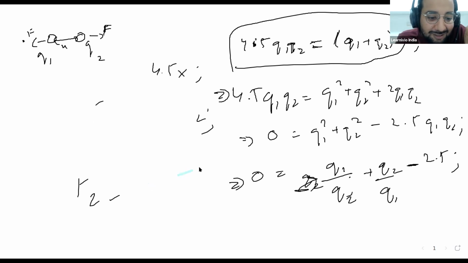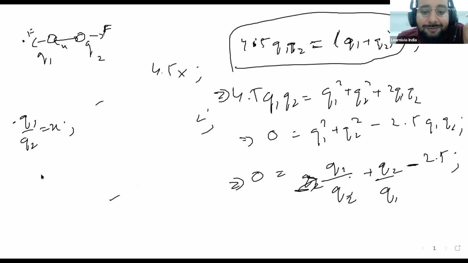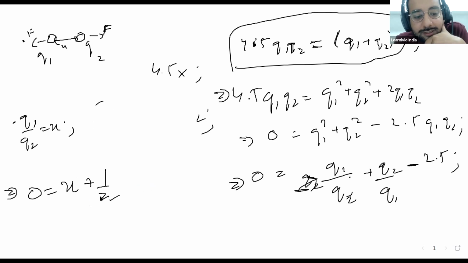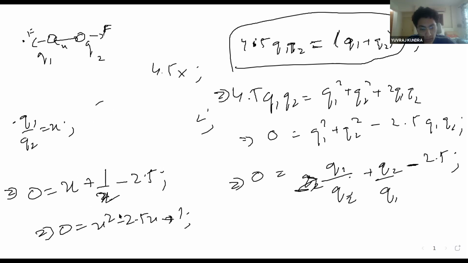Let's say Q1 over Q2 is some x, okay? So what does this mean for the equation? It means that this is x plus 1 over x minus 2.5, correct? Yes, sir. This implies 0 is equal to x square minus 2.5x plus 1. What is this? This is a quadratic equation.